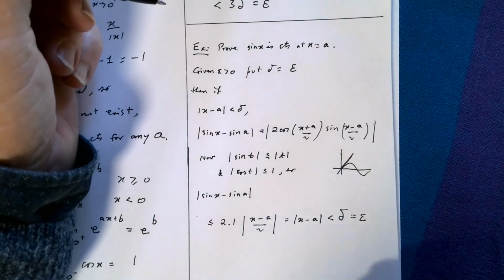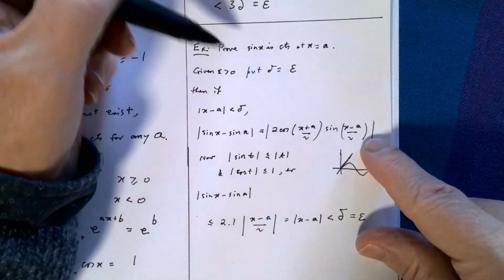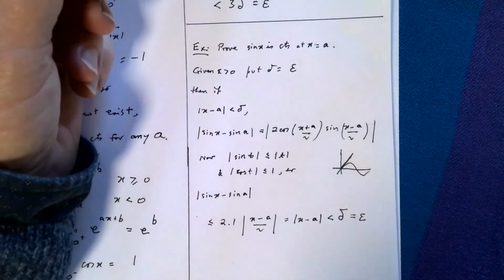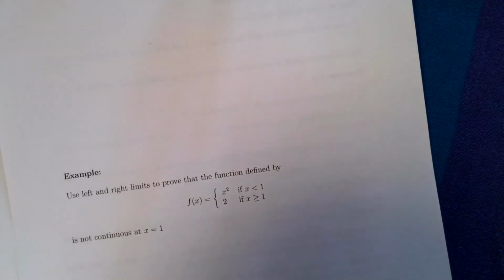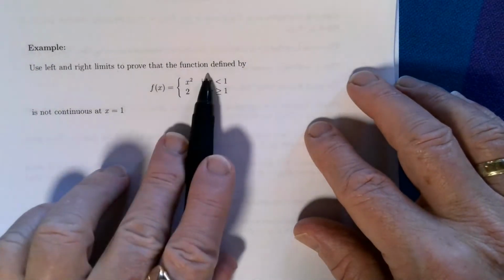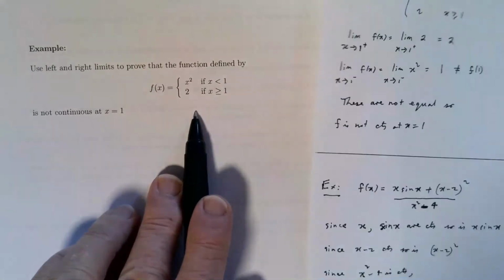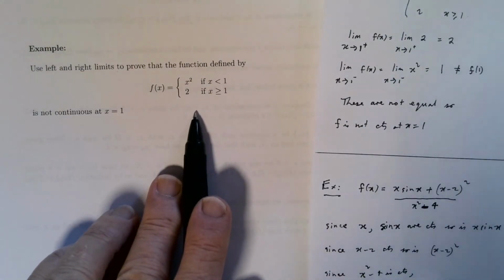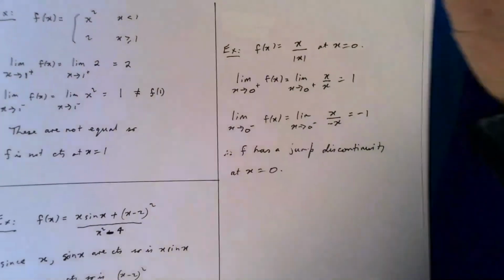Now that's a somewhat harder example, and if I didn't give you this formula here of how to do the difference of sines, and then I had to give you this as well to put it all together. We'll have a look at another example here where we're going to use left and right limits to prove that this function is not continuous at x equals a. And I'm not going to do this with the epsilon delta. It just says use left and right limits to prove that this function is not continuous. So that's what I'm going to do.